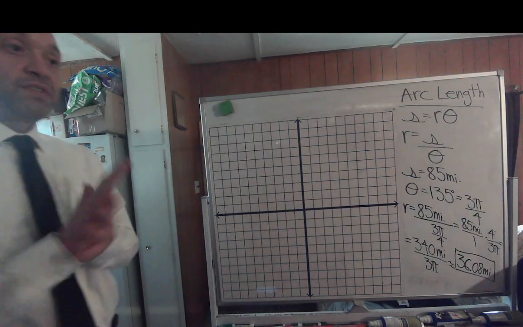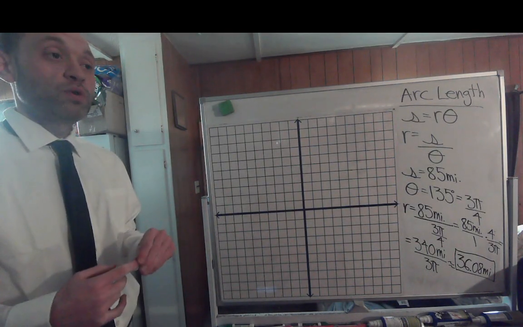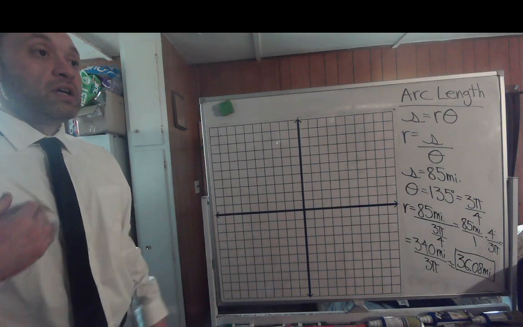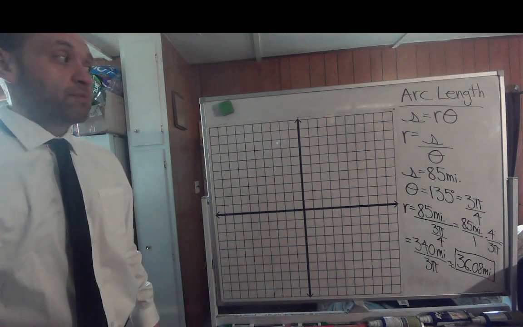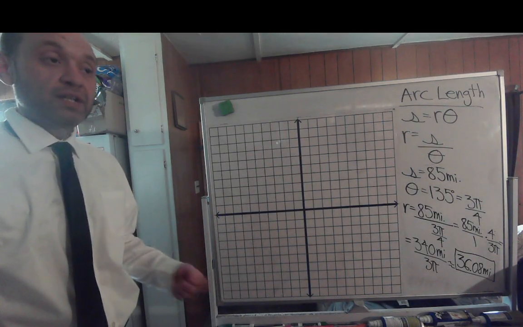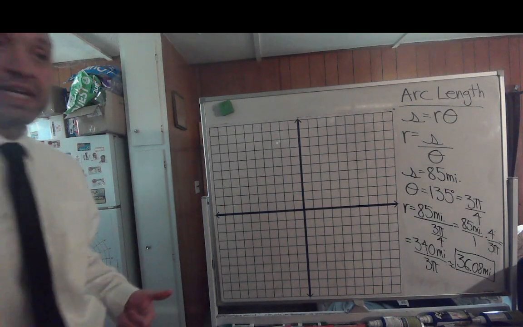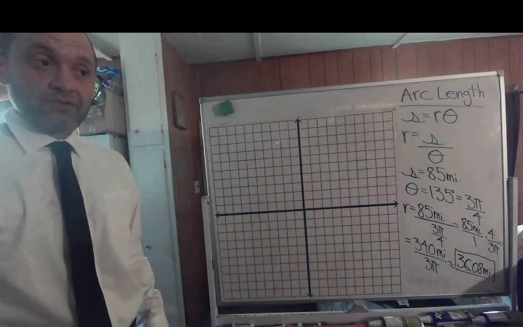So that's it for this lesson. Next lesson, we're going to talk about the unit circle and different things with trig functions. We'll actually bring in sine and cosine and tangent and secant and cosecant and cotangent.